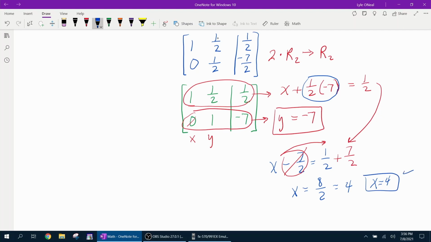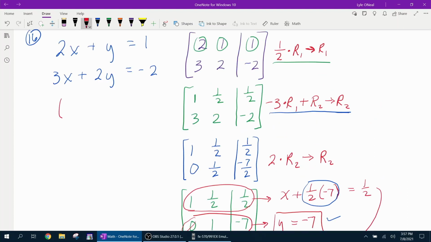Once I know x and y, I can write the solution to the system of equations as an ordered pair. Okay, so as an ordered pair, this solution would be 4, negative 7. Please make sure that you do put those numbers in the right order, and that's going to be the same order as your variables were in your equations. And that's it. That is using Gaussian elimination to solve a system of linear equations.